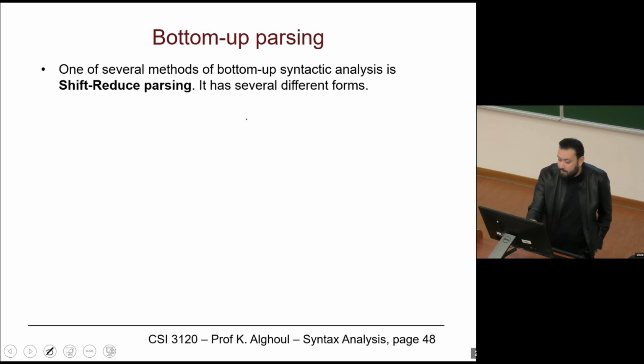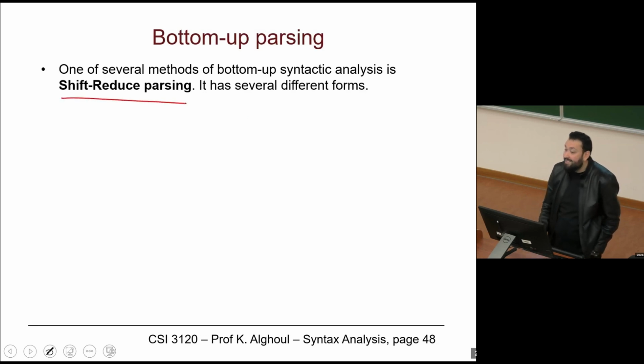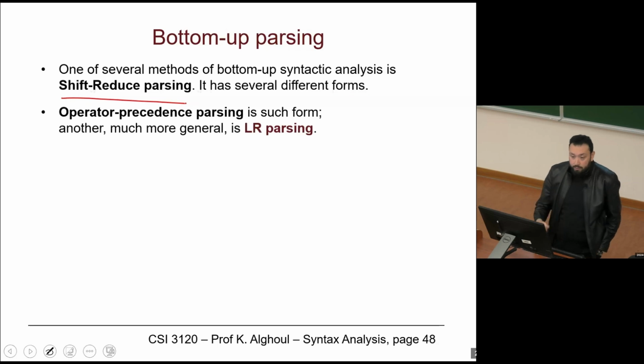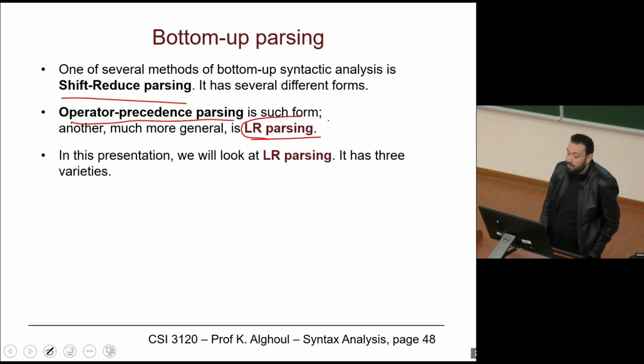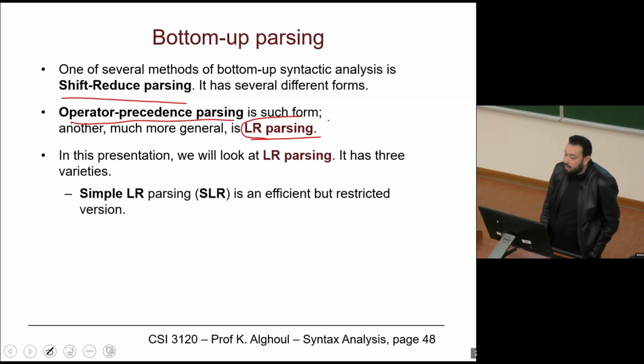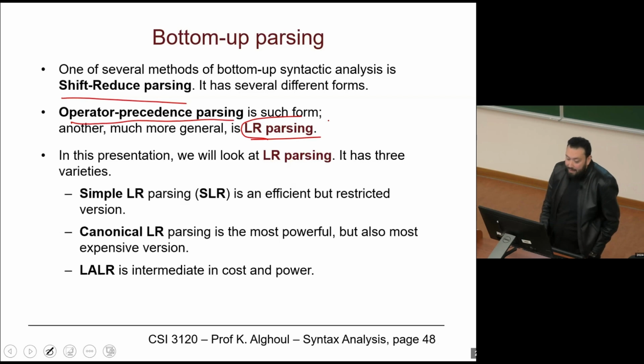So we have something called shift-reduce parsing. It has several different forms. One of the forms is called operator precedence parsing, and another one is called LR parsing. So this is a bit more popular. Usually in the book, if you're interested, you can take a look. Usually they talk more about the LR parsing. Inside the LR parsing, we'll have what? We have simple LR, SLR, we have CLR, we have LALR.